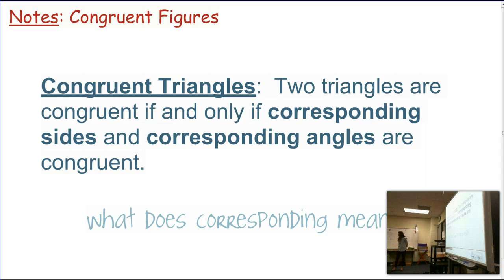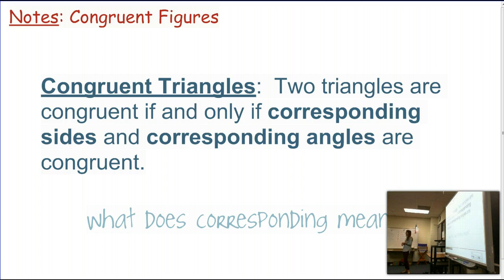If 2 triangles are congruent, 2 triangles are congruent if and only if corresponding sides and corresponding angles are congruent. All 6 things have to be congruent for the triangles to be congruent. All 3 angles, all 3 sides of each one. If and only if corresponding sides and corresponding angles are congruent.